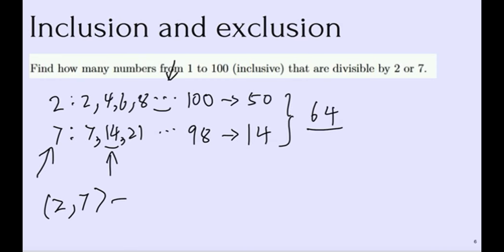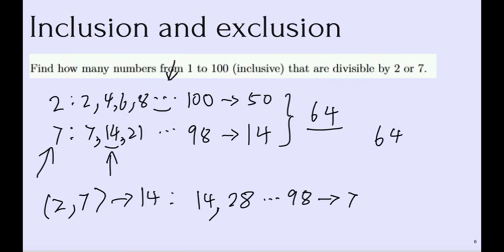So 14. So how many numbers between 1 and 100 are divisible by 14? There's 14, 28, and so on, all the way to 98. That's 7 numbers. So, in conclusion, the answer will be 64 minus 7 equals 57. And that will be our final answer. We counted the multiples of 2 and 7, and we subtracted the overcounted cases.